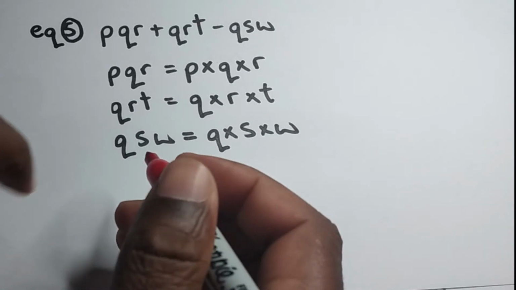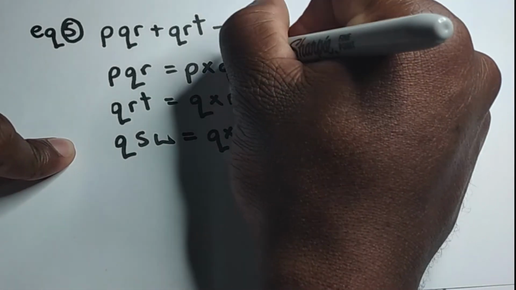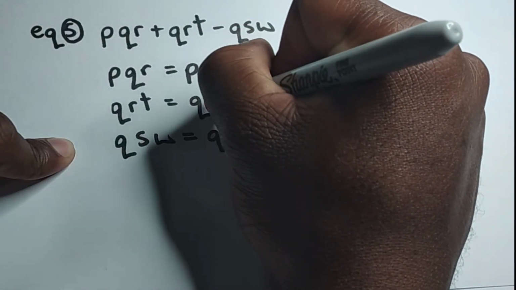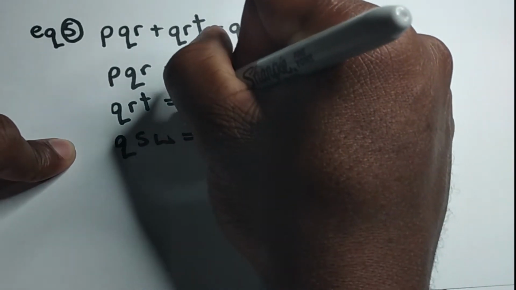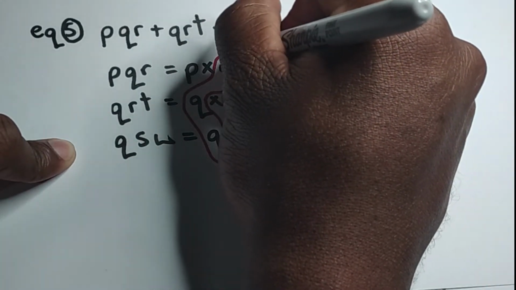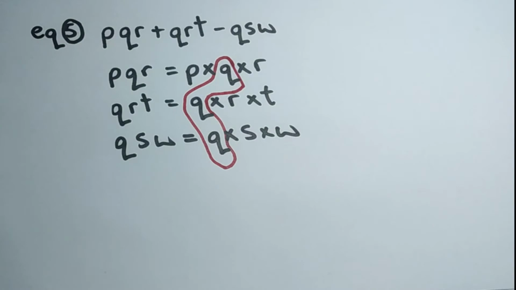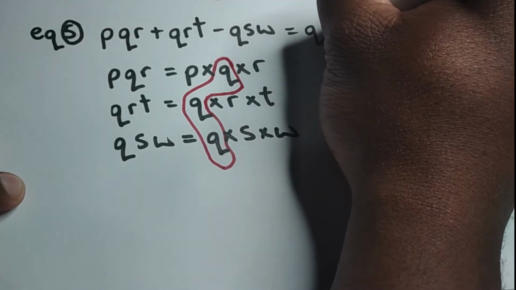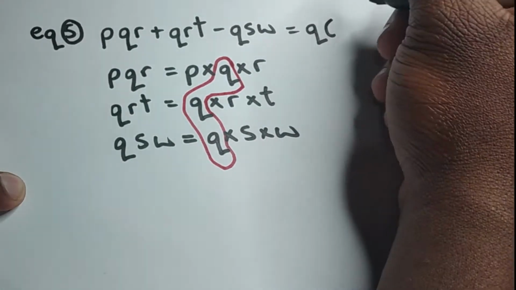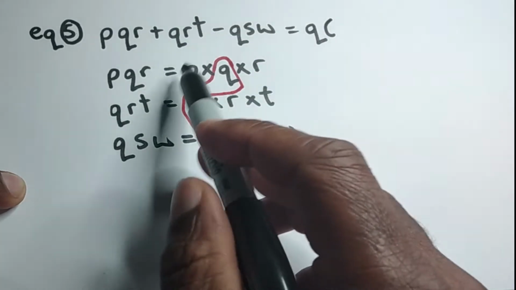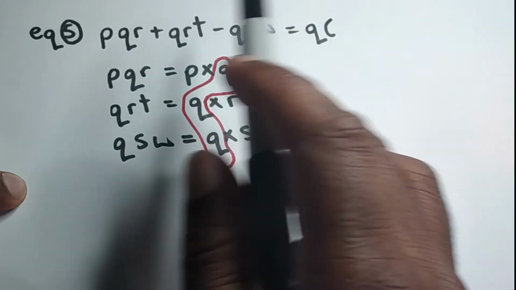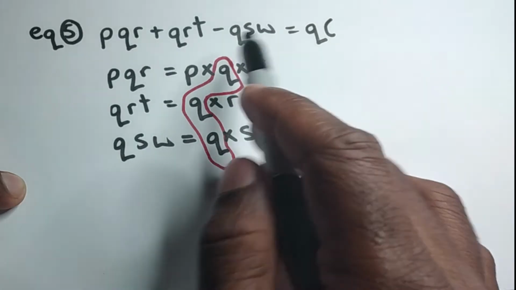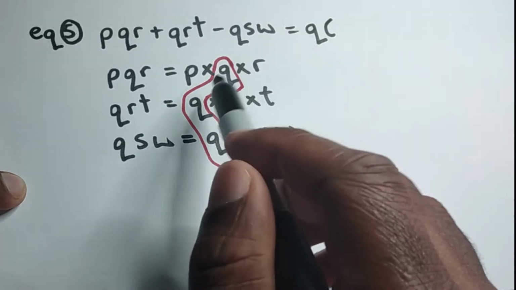Alright, and as we look at each term, we notice that the Q is common in each term. So we can identify that. Alright, so the Q is common in each term. Now what we're going to do, again, is factor out that Q that's common. So we'll put this outside of the bracket. Inside of the bracket, we'll write what's left in each term after we would have factored out the Q.